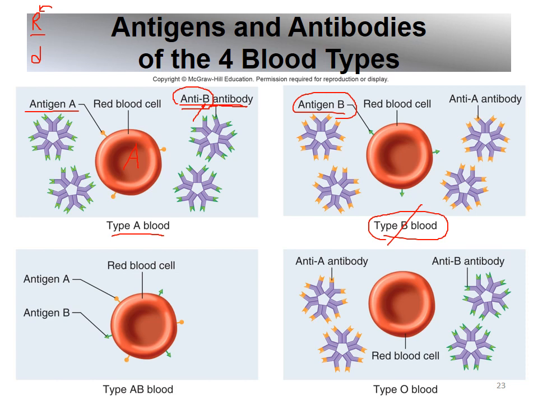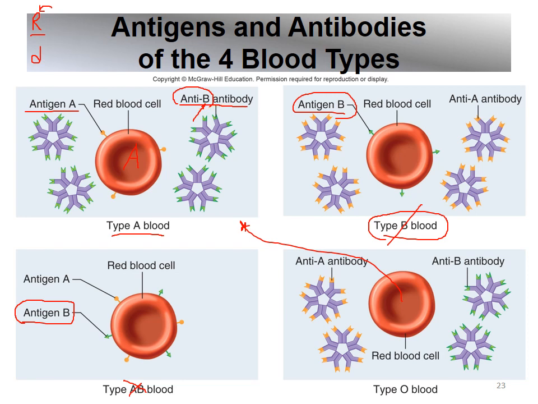Can I receive blood from AB? AB has a B antigen, so I cannot receive blood from type AB. Can I receive blood from O? Does O have a B antigen? It does not. So I can receive blood from O. So as far as recipient goes, if I'm an A, I can receive blood from A and I can receive blood from O, right?